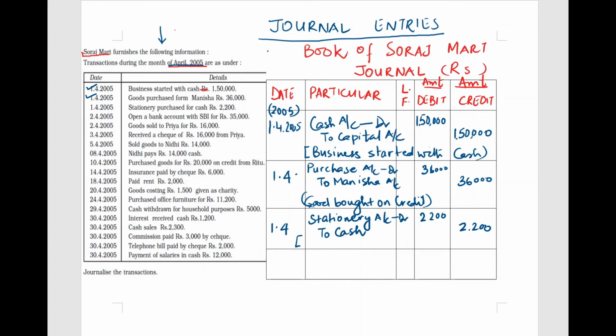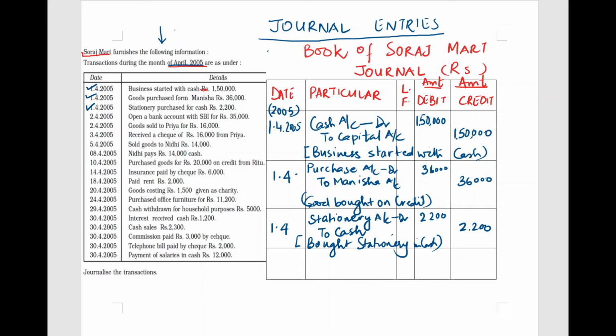Okay. So here I will say stationery purchase, right? So you can say bought stationery in cash. Since I have less space, I'll keep on adding one by one all the page. I'll do the next one also. I have finished this. I will go to the next one.